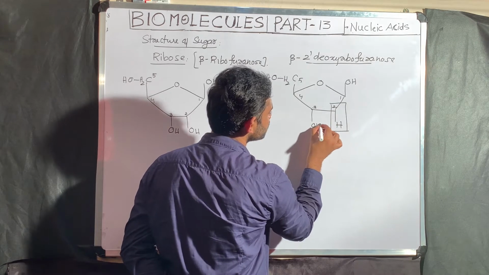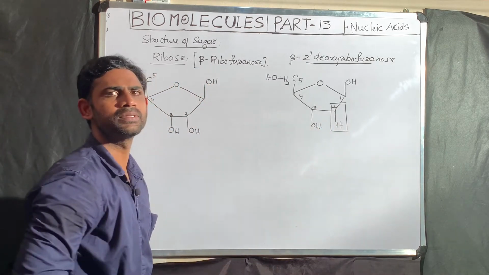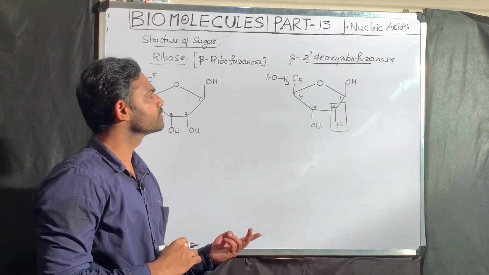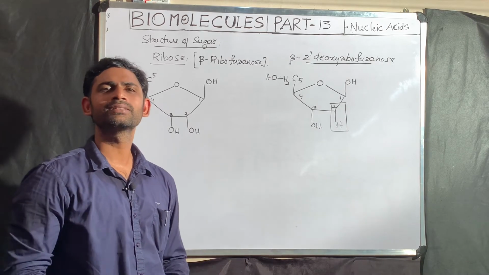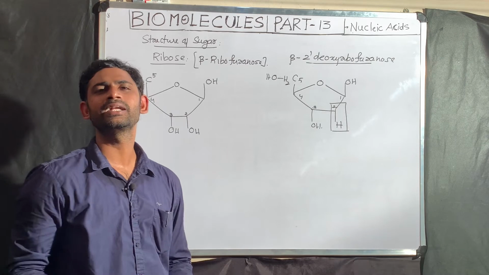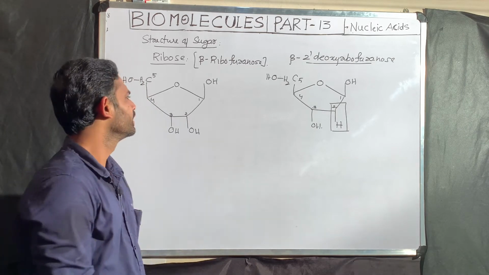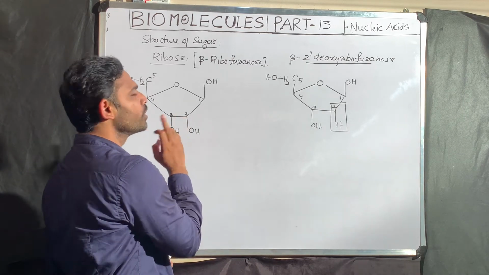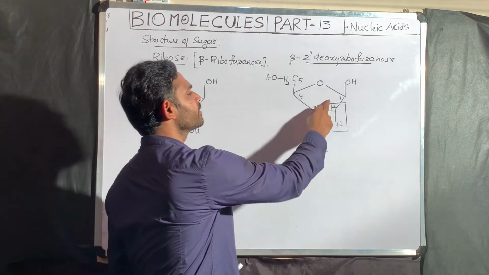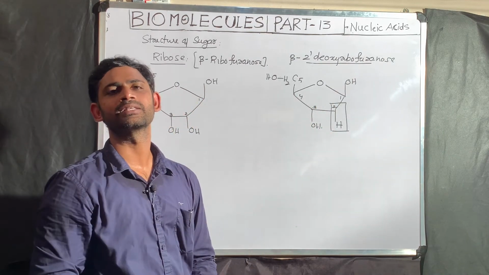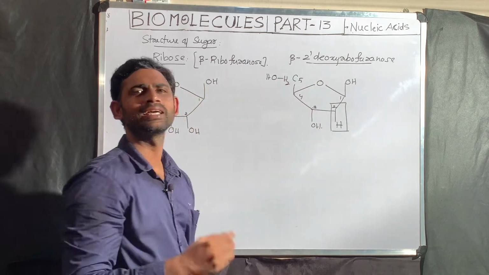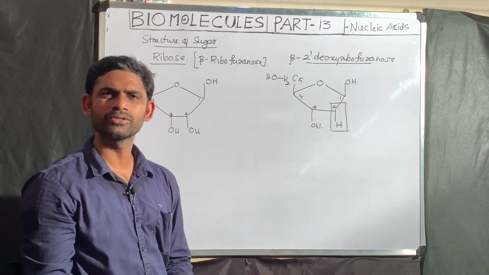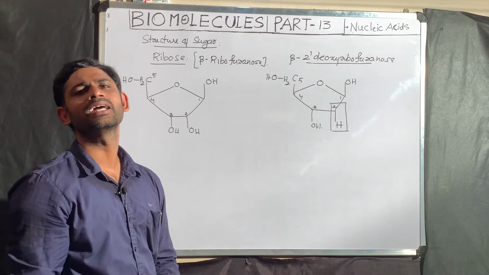So what is the difference between ribose and 2' deoxyribose sugar? What is the fundamental difference between RNA and DNA? You need to remember just this. Here, the second position OH group is present. Here, at the second position, only an H is present. That is why this sugar is called a 2' deoxyribose sugar. That is the unique sugar present in DNA.